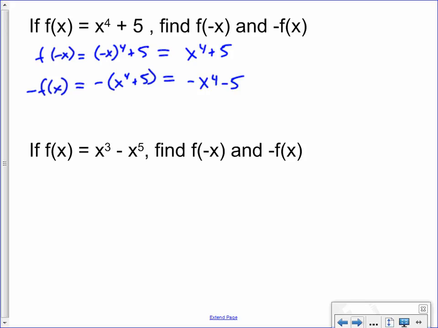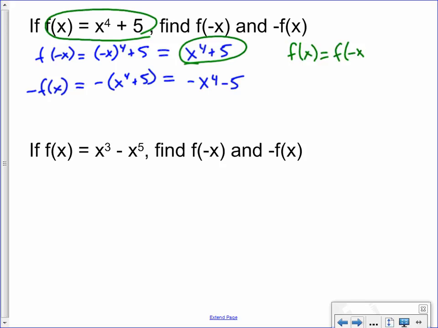Okay? Notice the only thing that was the same as the original function was f of negative x. So if that's the case, if f of x is the same thing as f of negative x, this is called an even function. And that's what we saw with cosine: even putting the negative in there, it came out the same as the original function, because cosine is an even function.